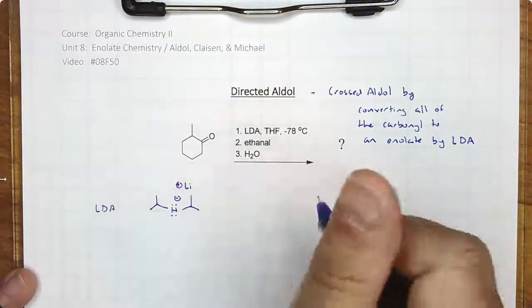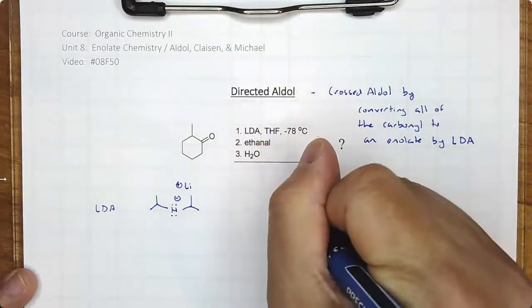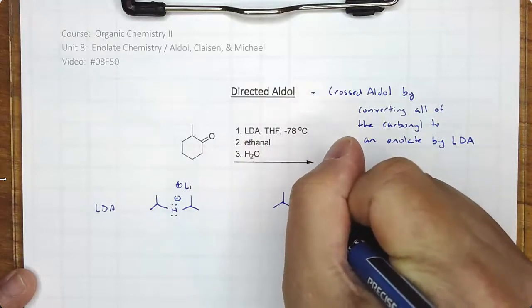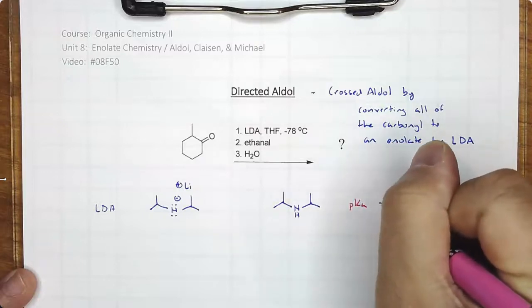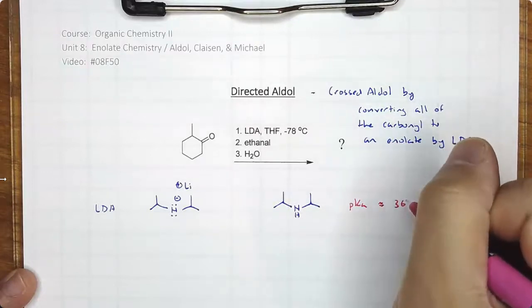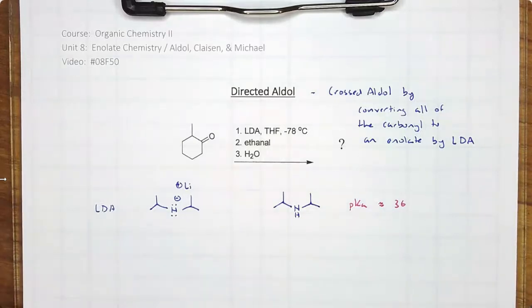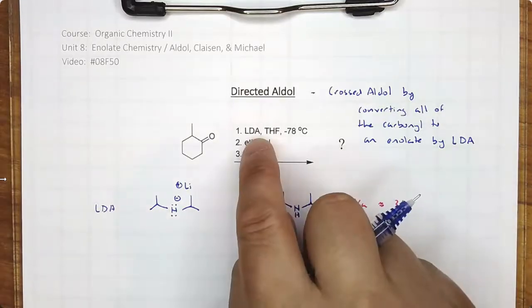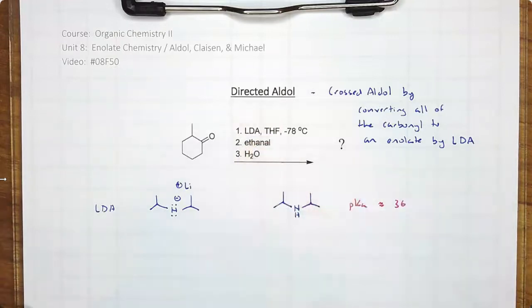And what's good about this is that when it rips off an alpha proton, you get this conjugate acid, which has a pKa, we should all know this, around 36. So it's a very weak acid, meaning that this is a very strong base. I think what's best here is to show you the mechanism and then remind you what would happen if we use the regular base that we usually use, like hydroxide or ethoxide.